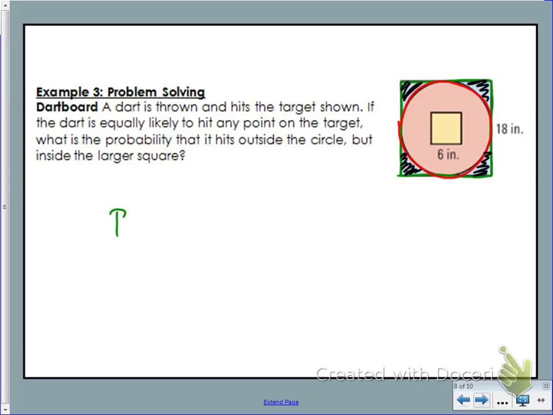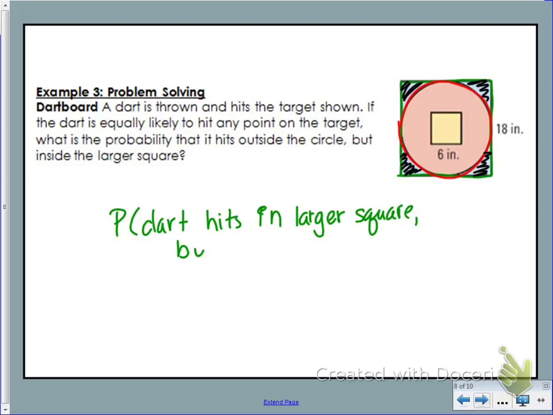So we're looking for the probability that the dart hits in the larger square, but outside of the circle. You might be wondering, do I really have to write that out? Yes, sometimes it's pretty simple to write out what you're finding the probability of. Other times, like in this case, you need to have more details since there are 2 requirements, so you do need to include all of that. You can make it as simple as possible as long as you're putting everything that's required.